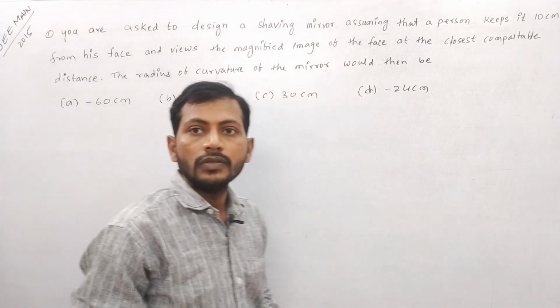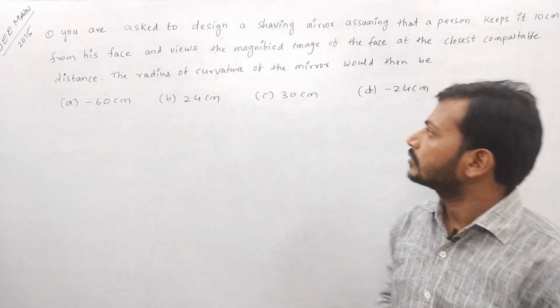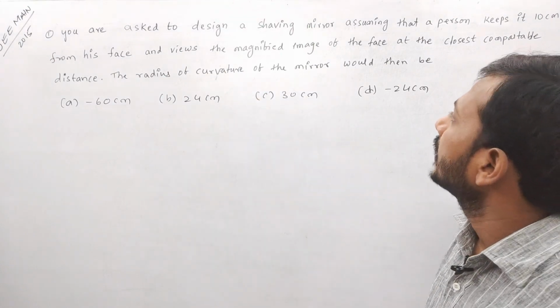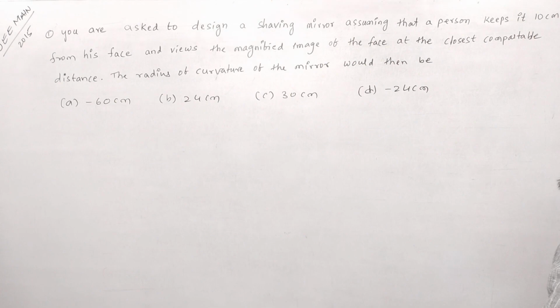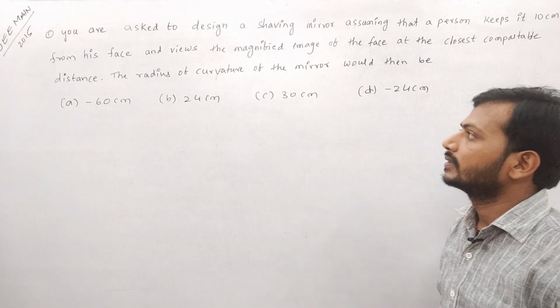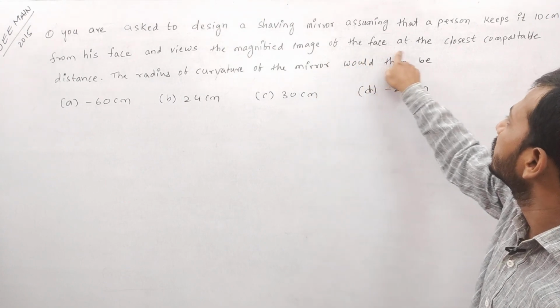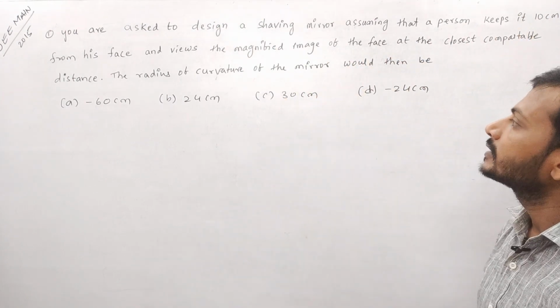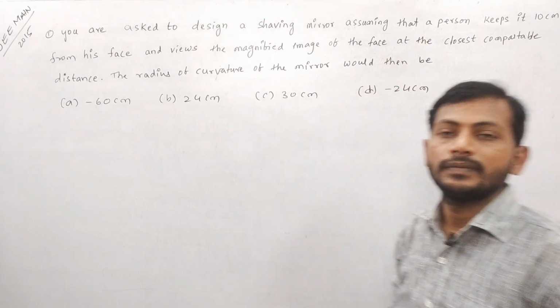So let us try to solve this question. I hope you can also do it very easily. Now see here, you are asked to design a shaving mirror, assuming that a person keeps it 10 centimeter from his face and views the magnified image of the face at the closest comfortable distance. The radius of curvature of the mirror would then be how much?